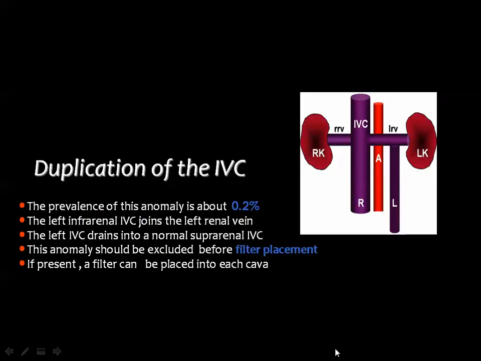And duplication of the IVC is an important finding, especially when filter placement is considered in patients with deep vein thrombosis to prevent pulmonary embolism. The original IVC is located at its normal side along the right side of the aorta. The other IVC will classically present to the left of the aorta, and it will drain into the left renal vein, which consequently will drive the blood supply to the original IVC.